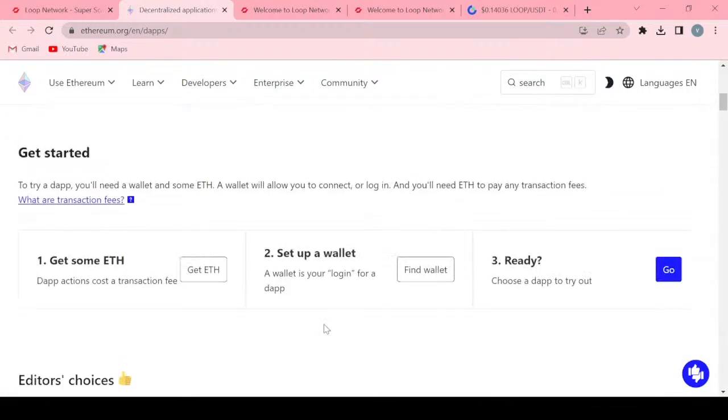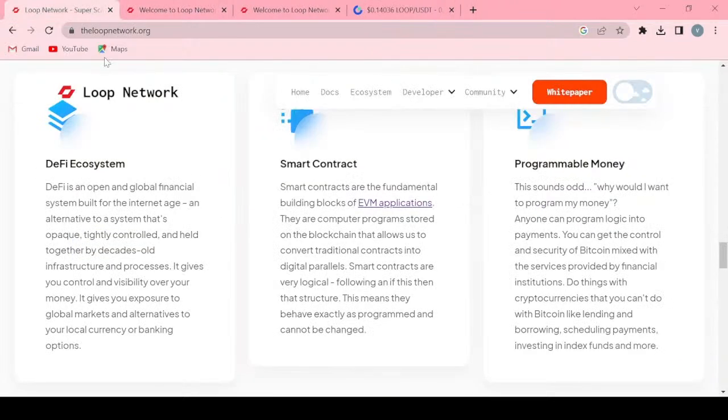Decentralized applications on Ethereum. When we enter into that, we have the building blocks of EVM applications. Smart contracts are very logical, following an if-this-then-that data structure. This means they behave exactly as programmed and cannot be changed. So that is a smart contract in the Loop Network.